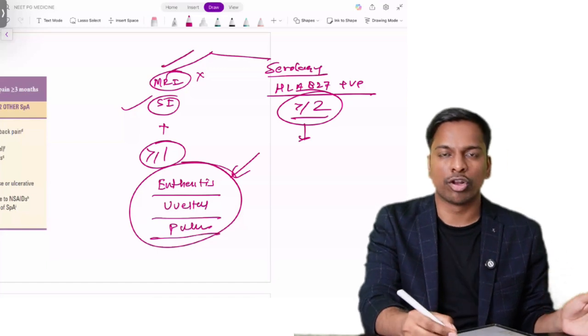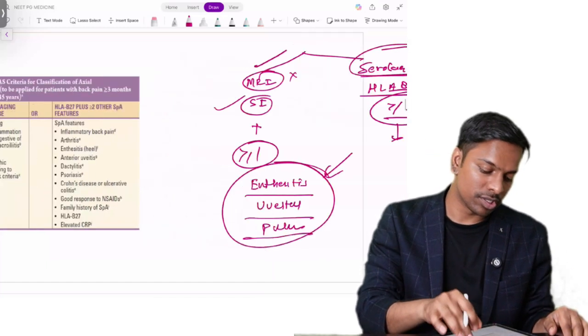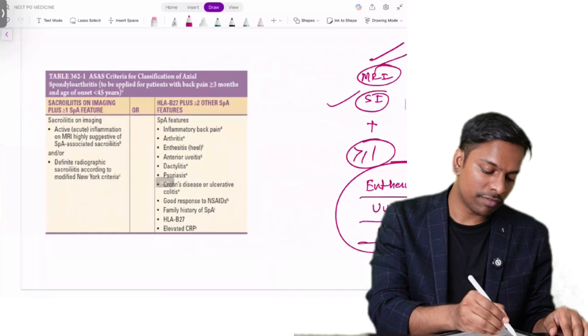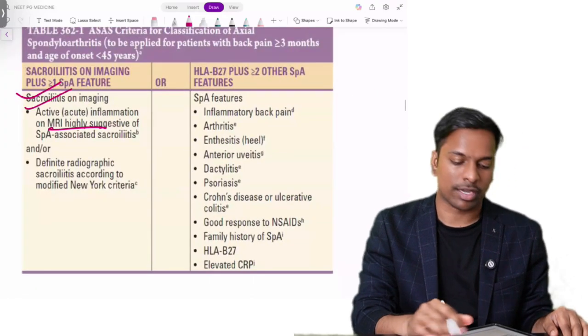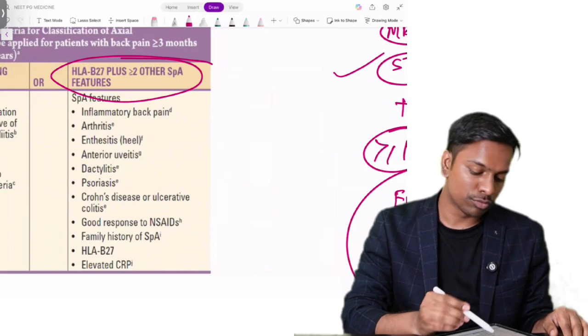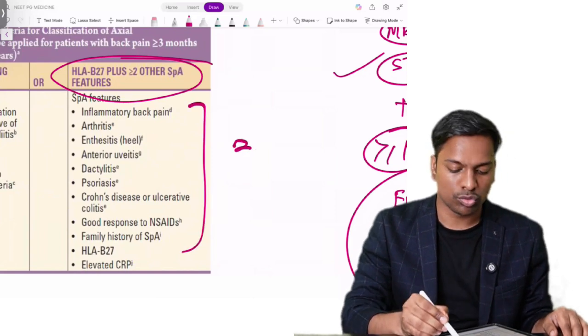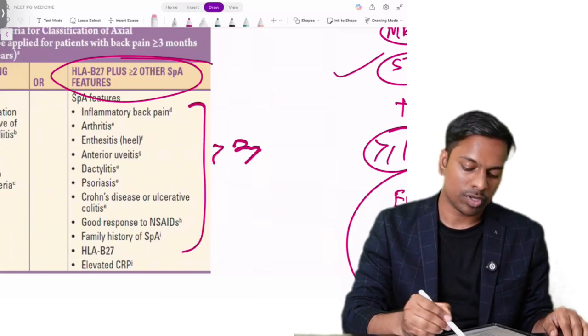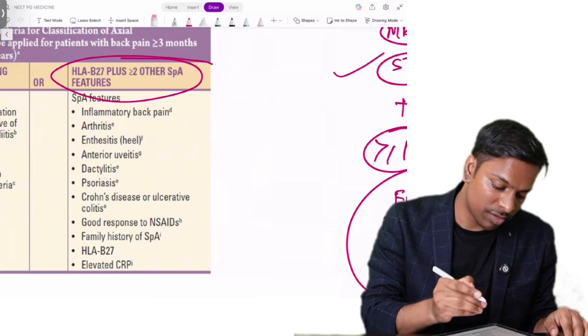MRI is called the radiological wing, and the other is the serology wing. Okay, so let's see this. In radiology, if MRI is positive, then you say it's sacroiliitis. And if it is HLA-B27 positive, then you have to look for all these symptoms, and at least two or more should be there. So here we go.